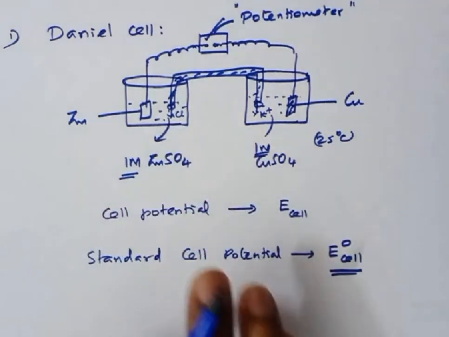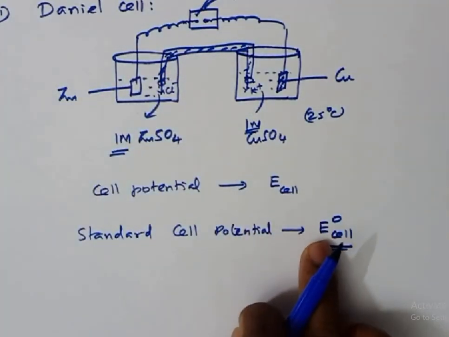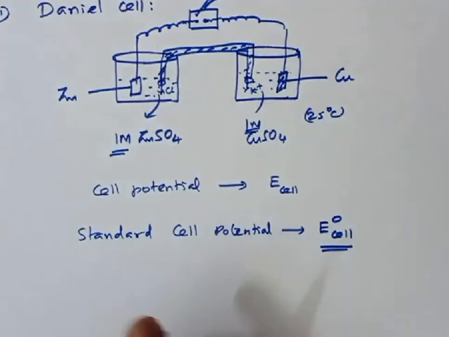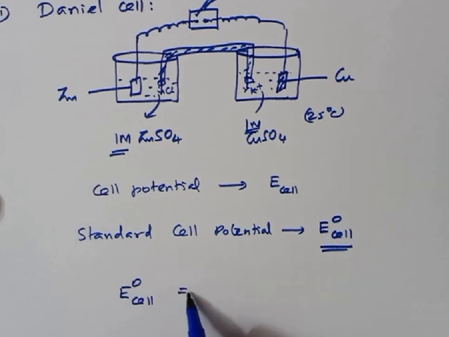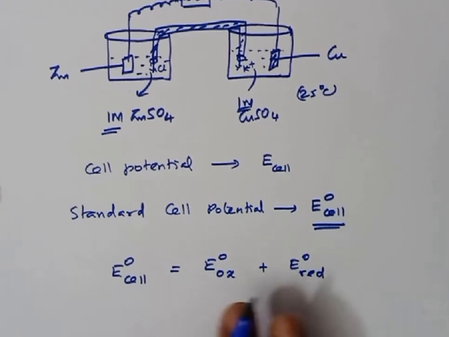So how to represent a cell on a paper, this is what we are going to discuss now. But before going to see that, let me just brush up how to write E0 cell for this particular cell, Daniel cell. You know very well, in Daniel cell, E0 cell is nothing but standard oxidation potential plus standard reduction potential. The sum of these two is what we call E0 cell.